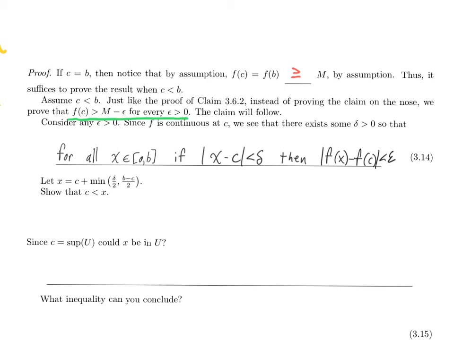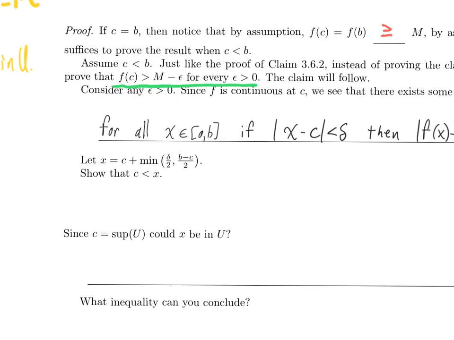So now I'm going to pick a carefully chosen x. I will take x to be c plus the minimum of delta over 2 and b minus c over 2. And let's do a few things. Let's first show that c is less than x. Well, why should c be less than x? I guess this minimum had better be bigger than 0. So that just means I need to know that those two things are bigger than 0. So let's do that.